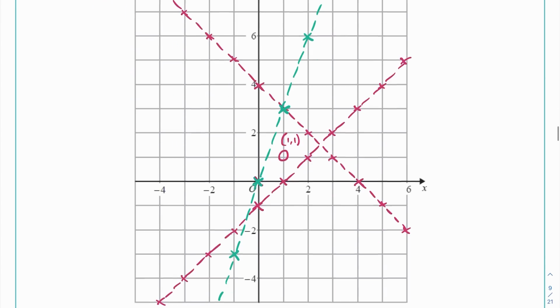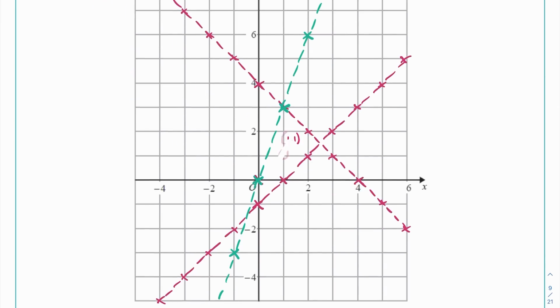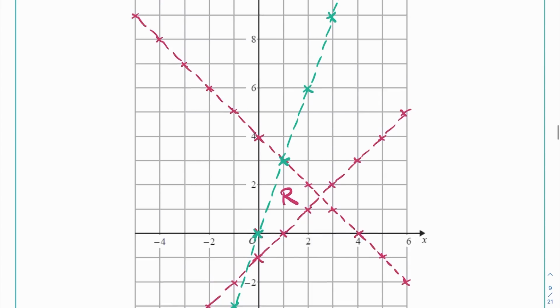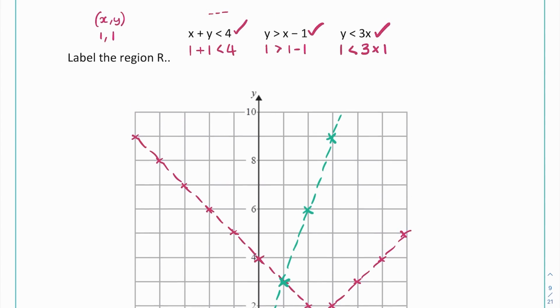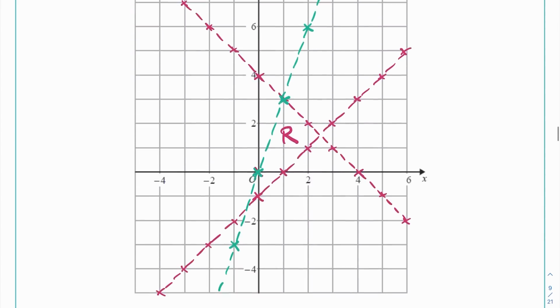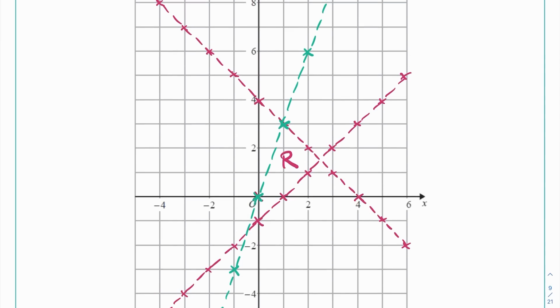So it is actually that region. That works out really nicely. It's not always the region in the middle, so do test it. Don't just put your letter in there if you get a question on this. You do need to test one of the coordinates and make sure it is actually that region. But there we go. I've labelled that region R, and that's all I had to do for that question. And there's some graphical inequalities.